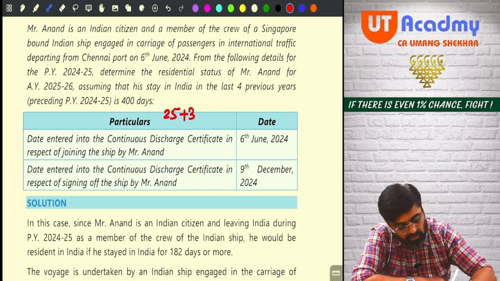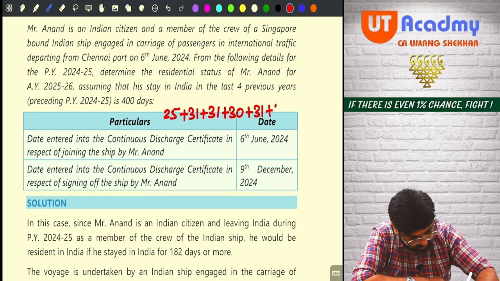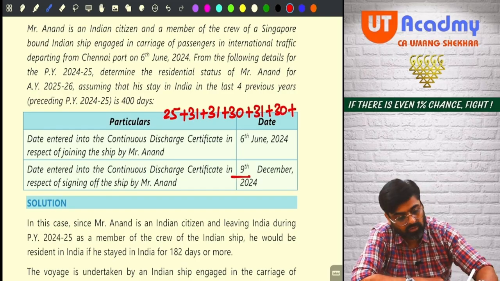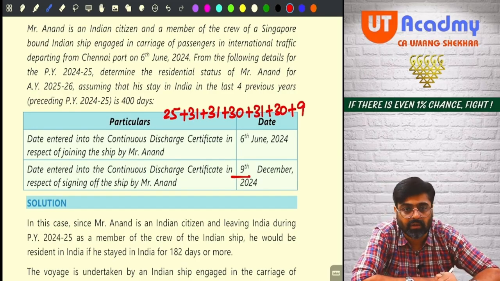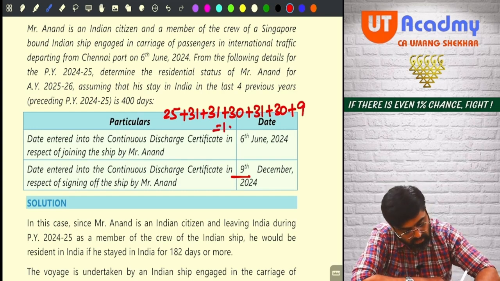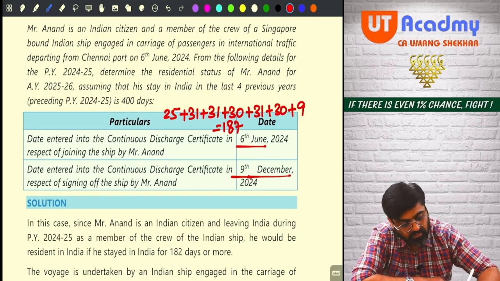July 31 days you are outside India, August 31 days, September 30 days, October 31 days, November 30, and till 9th December you are outside India. So 9 days of December. Tell me how many days? 187 days, starting from 6th June till 9th December. This period is not counted as stay in India.